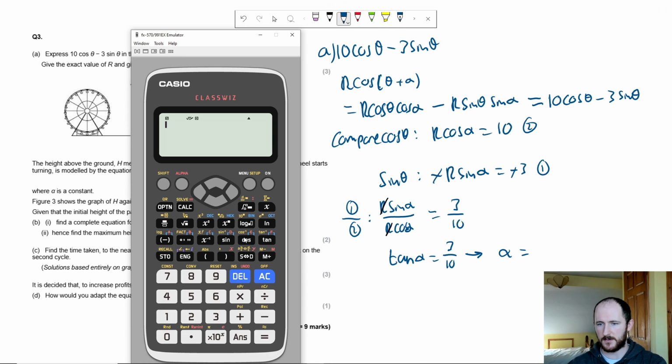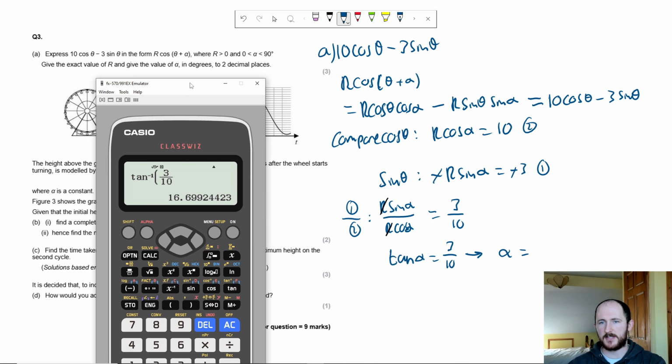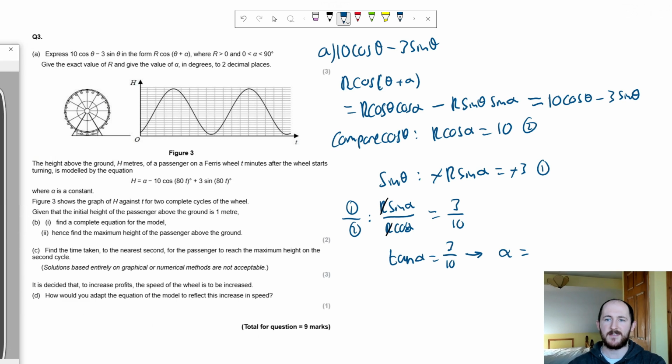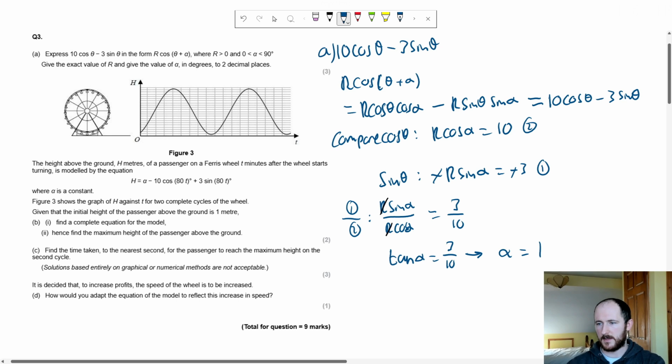Okay, I don't know why it lags all the time, but that's fine. 3 over 10, we get, let's call it 16.7. Actually, no, it says to 2 decimal places, so 16.70 then. 16.70 degrees. Now, working out r is a little bit more involved.